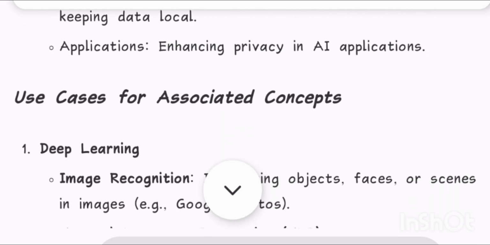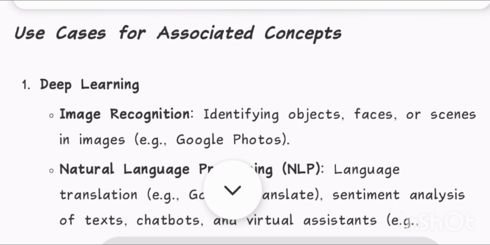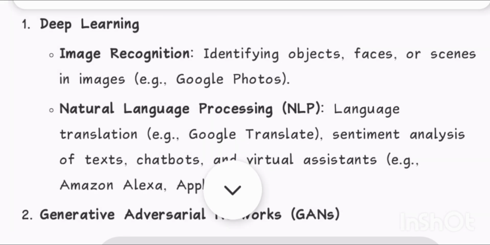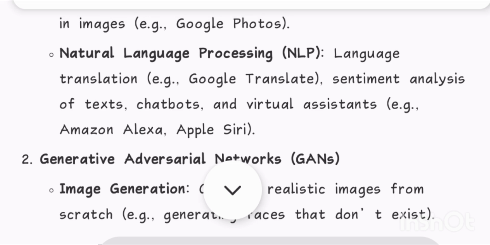Use cases for associated concepts. 1. Deep learning, image recognition: identifying objects, faces, or scenes in images, e.g., Google Photos. Natural language processing, language translation, e.g., Google Translate. Sentiment analysis of texts, chatbots, and virtual assistants, e.g., Amazon Alexa, Apple Siri.